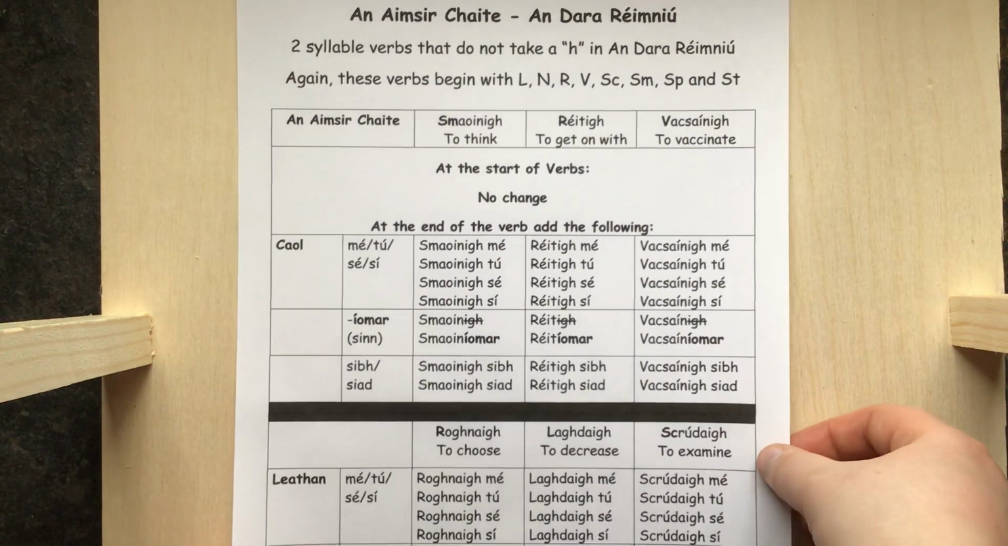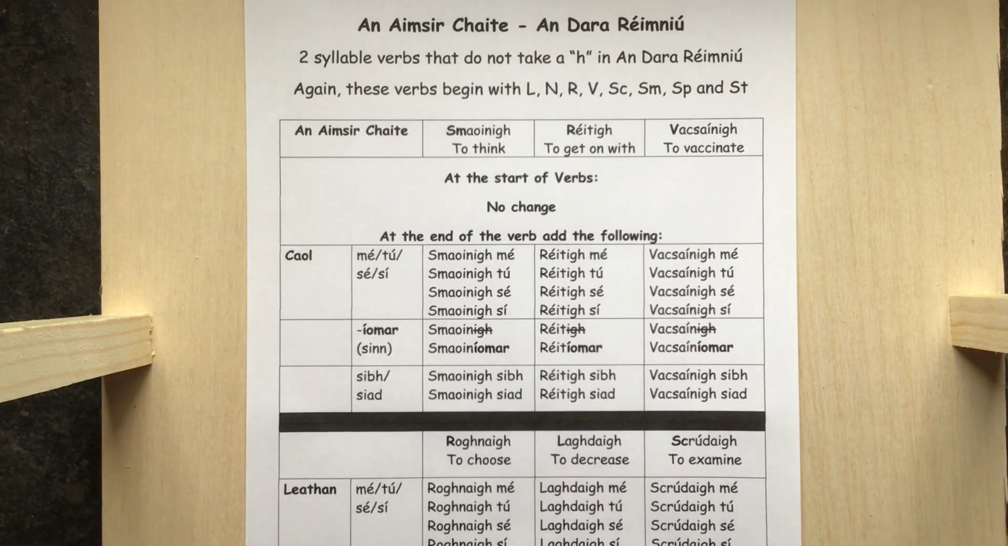As usual, guys, there are some exceptions to the rule, and in An Dara Réimniú, just like in An Chéad Réimniú, there are some verbs that do not take a H in the Aimsir Chaite. These are two syllable verbs, alright, they belong to An Dara Réimniú, but they do not take a H in the Aimsir Chaite. These verbs begin with L, N, R, V, SC, SM, SP and ST.